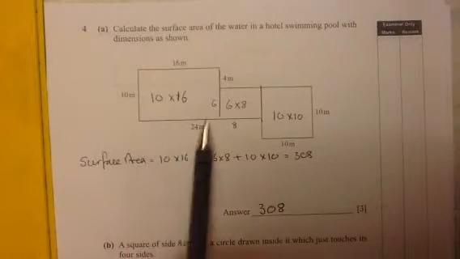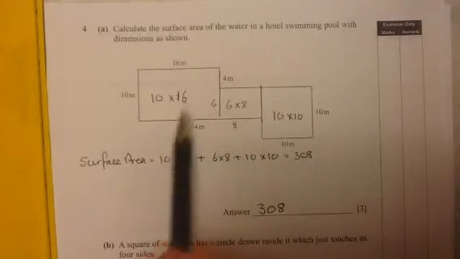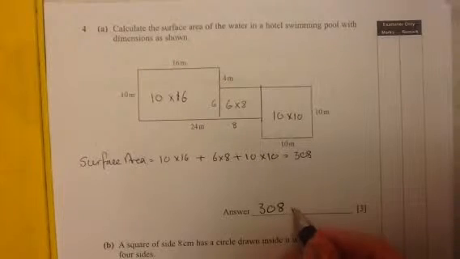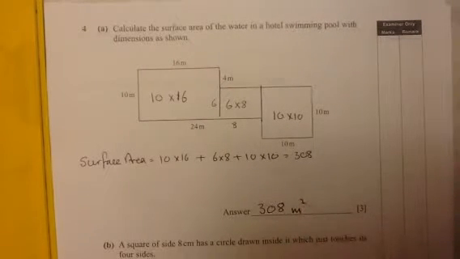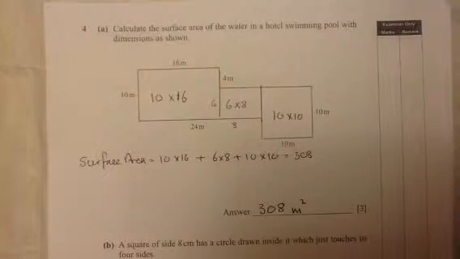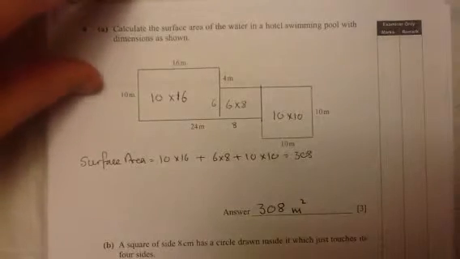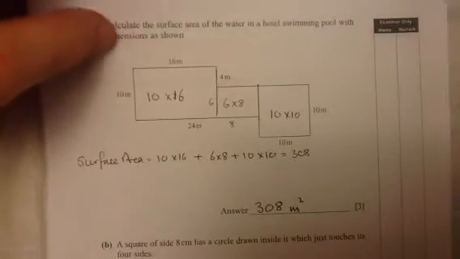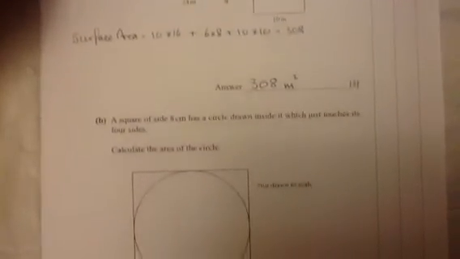Each of these is meters, so when we multiply them together, we're going to get an area, and areas are measured in meters squared. So one of those marks, even if you got 308 wrong, is for writing down meters squared. There's nearly always one question in each paper where you are asked to put in units, so watch out for it. I say in this paper, that's where it is.